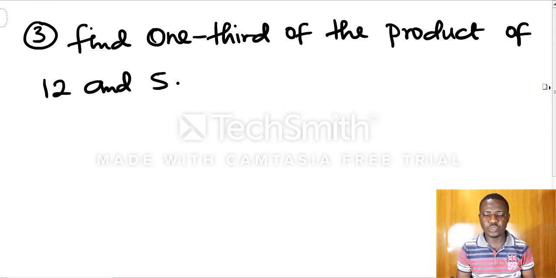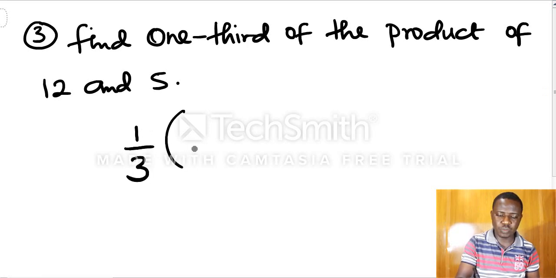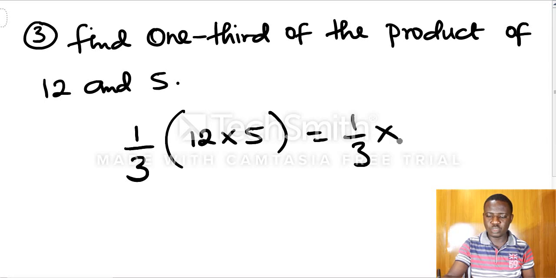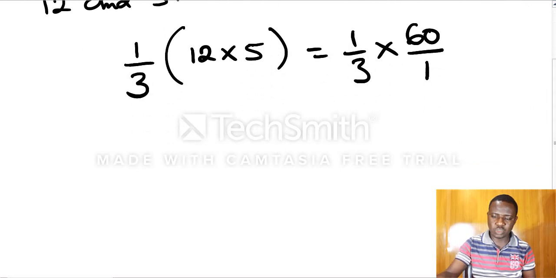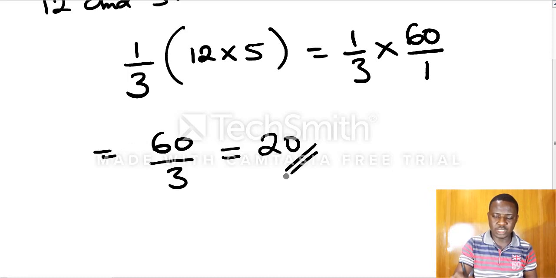Question 3 says we should find 1/3 of the product of 12 and 5. That is 1/3 into bracket 12 times 5. That is 1/3 of the product of 12 and 5. This is equal to 1/3 times 12 times 5, which is 60. This is going to be equal to 60 divided by 3, and 60 divided by 3 is 20.